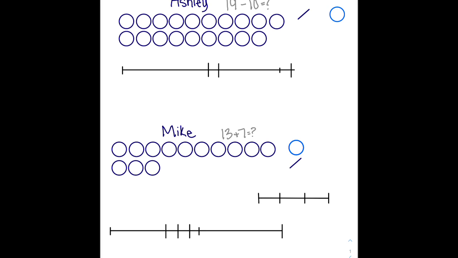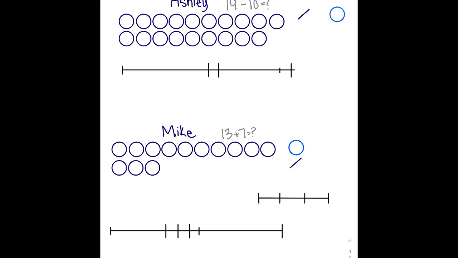All right, friends. So today we're going to be working on a word problem all about comparing blueberries. So Ashley and Mike were picking blueberries. Ashley had 19 blueberries and she ate 10. Mike had 13 and he picked 7 more. Compare Ashley and Mike's blueberries after Ashley ate some and Mike picked some more.